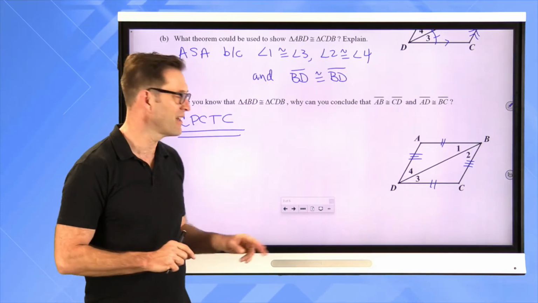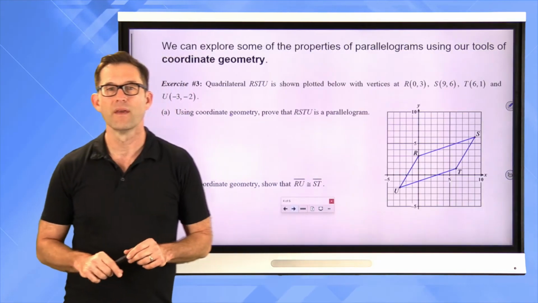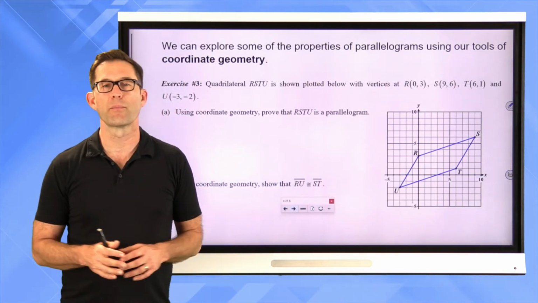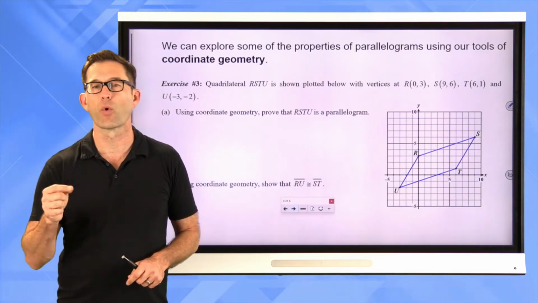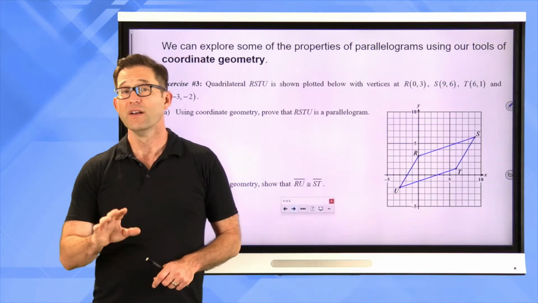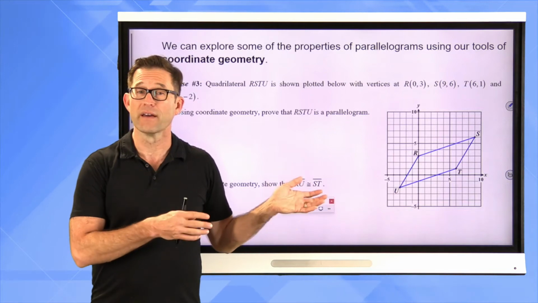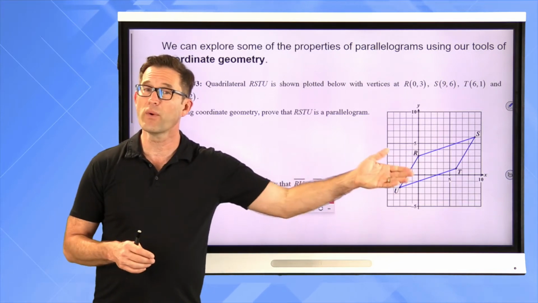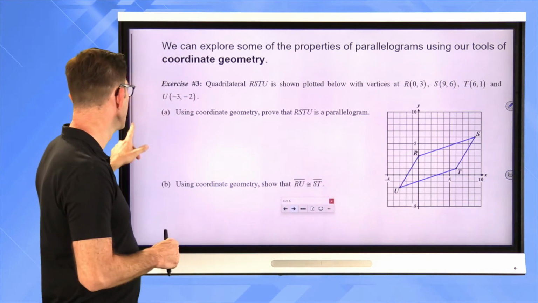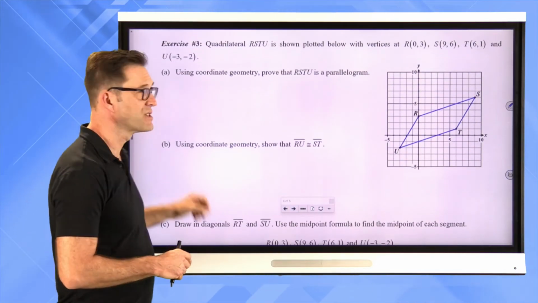All right, let's see how that continues to play out. Now, we can explore some of the properties of parallelograms using our tools of coordinate geometry. All right, so now that we've got coordinate geometry under our belt, we can do some work, right, like before with Euclidean geometry, but we can also do stuff with coordinates. Let's see how that plays out in exercise number 3.